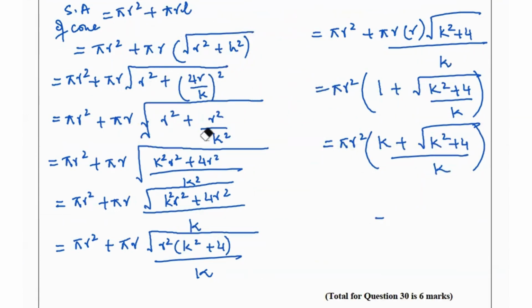Sorry, this would be 16, not 4, because I just realized I forgot to square 4. So this would be 16 r squared, again 16 plus 16. So a is going to be 16, not 4.